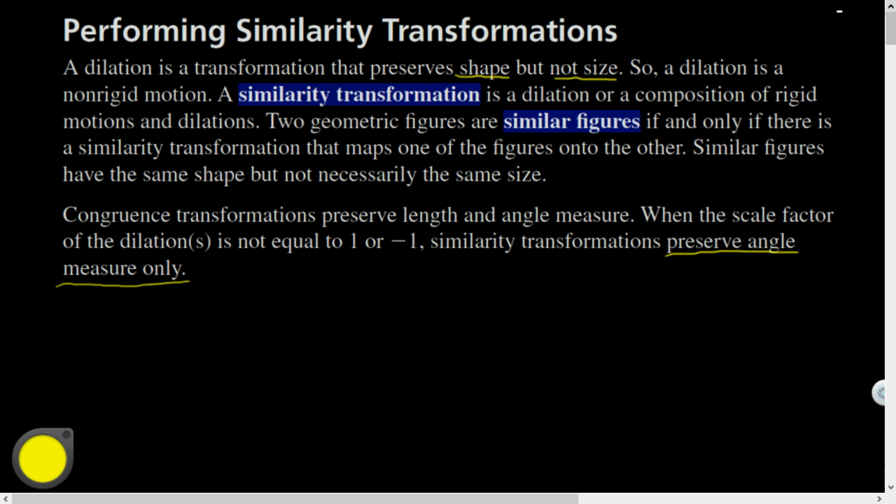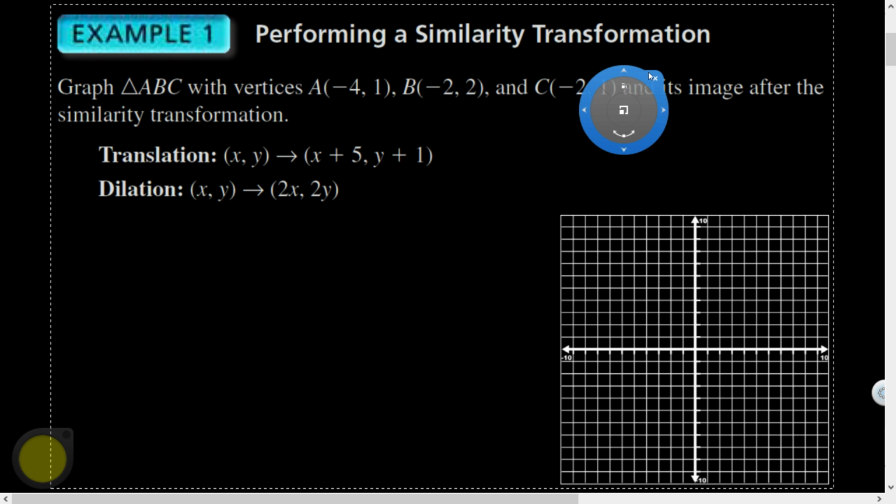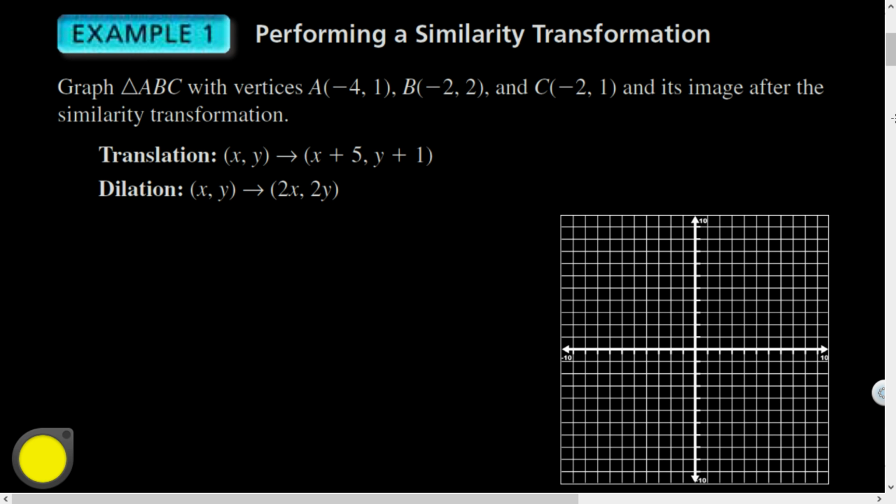Example 1. Let's perform a similarity transformation. This is going to be so great. I think I've given you guys a little grid to work with. It's going to be amazing. Example 1, performing a similarity transformation. Graph ABC. Guys, we're so good at plotting points, aren't we? We're like the best we've ever been. We're the best there never was.